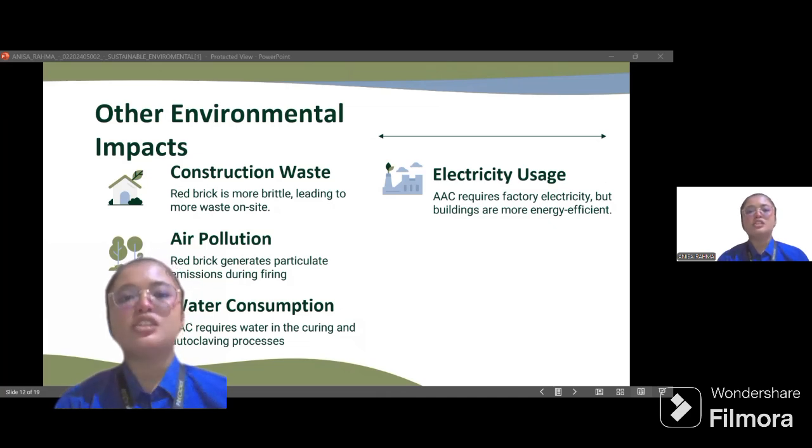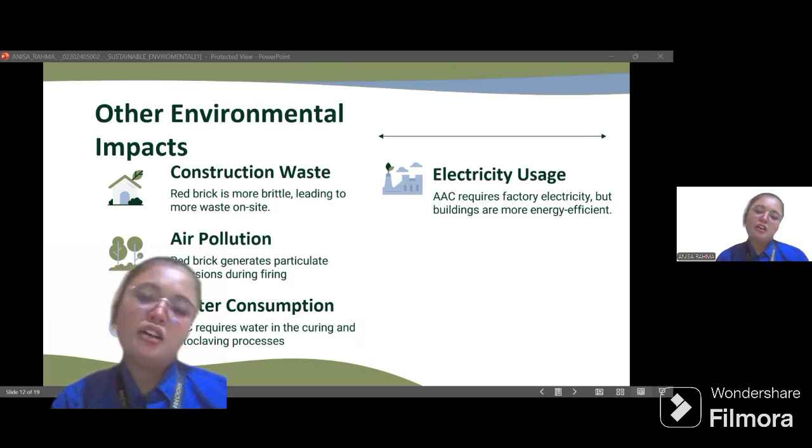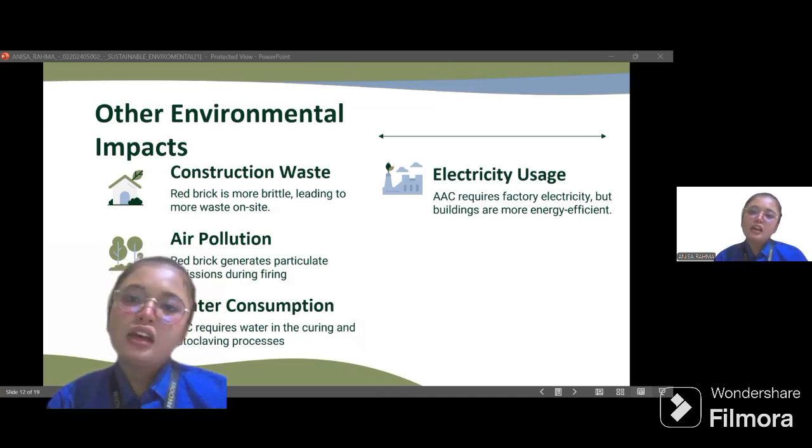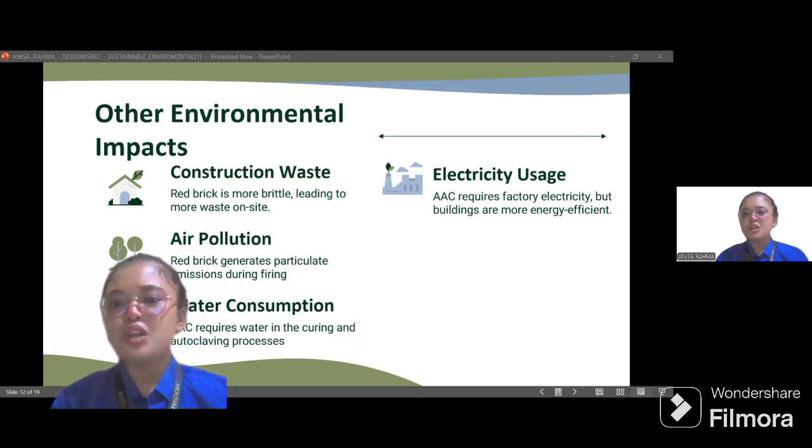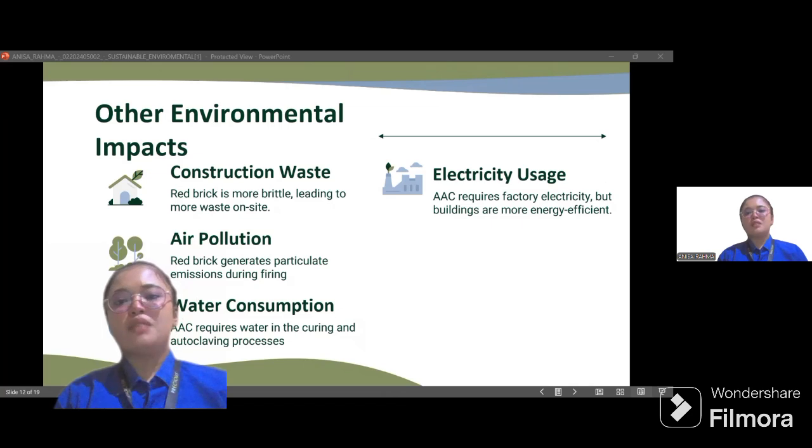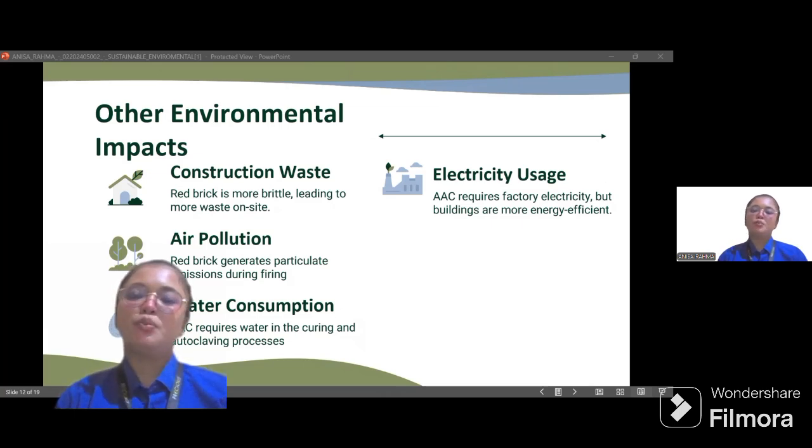The next part is construction waste. For construction waste, red bricks tend to be more fragile and break easily during construction. This means that during the construction process, more waste is generated, both from broken bricks and from discarded pieces. Therefore, the construction waste produced by red brick use can be higher compared to AAC bricks, which are more resistant to physical damage.